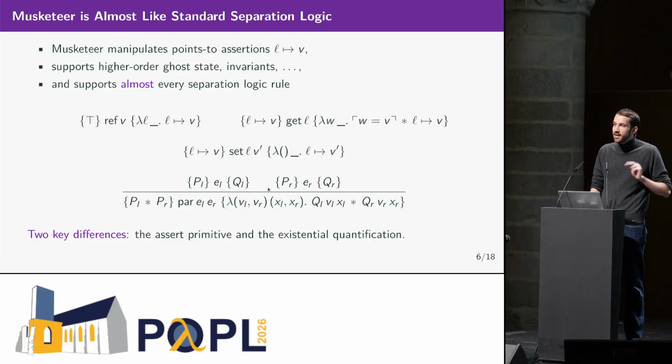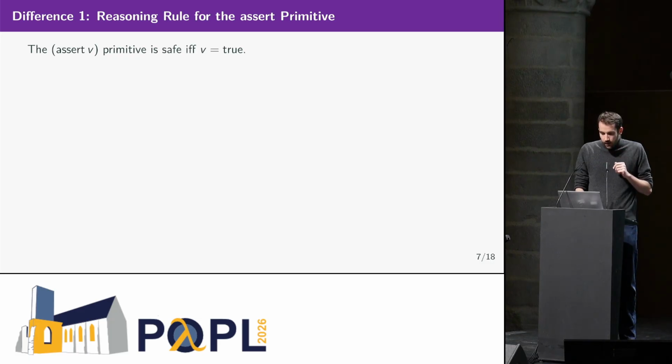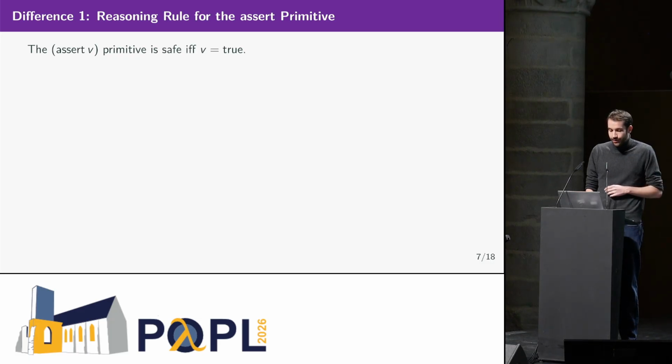However, there are two key differences with standard separation logic. The first one is the assert primitive, and the second one is how we deal with existential quantification. So, the reasoning rule for assert. The primitive assert V is safe if and only if V is equal to true. Otherwise, the program will crash.